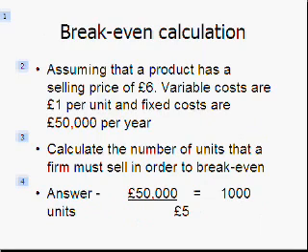Break-even calculation. Assuming that a product has a selling price of 6 euros, variable costs are 1 euro per unit and fixed costs are 50,000 euros per year. Remember that as the volume increases, the variable cost proportionately also increases. Calculate the number of units that the firm must sell in order to break even. Answer: the fixed cost is 50,000 per year over 5 euros. 10,000 units is your break-even calculation.